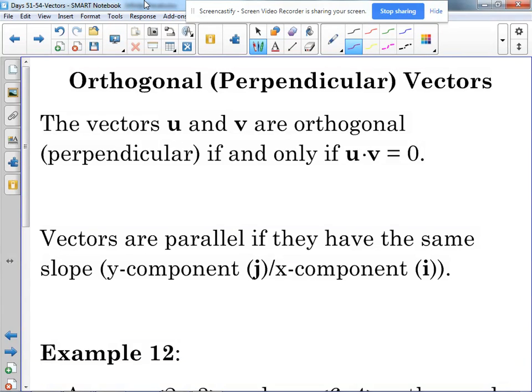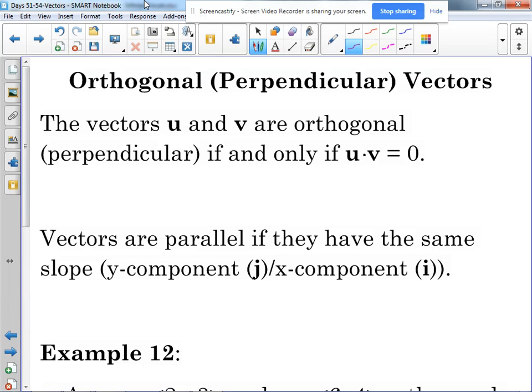Okay, so let's talk about something. We've got one more new vocabulary word here. We've talked about the dot product. That's new and exclusive to vectors. Let's talk about what we call orthogonal vectors. Orthogonal is just the vector application word for perpendicular.